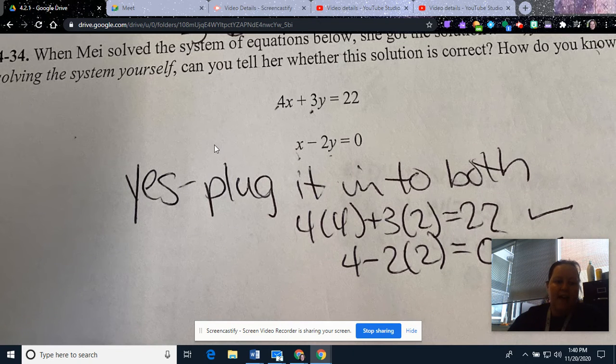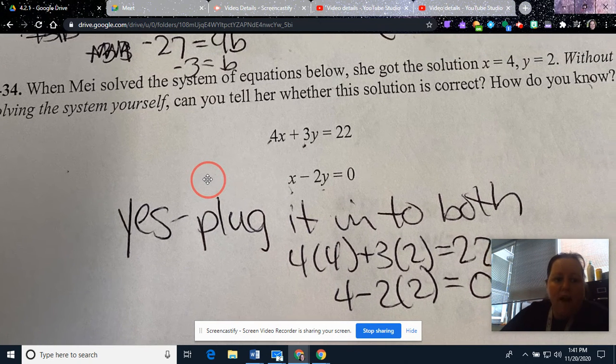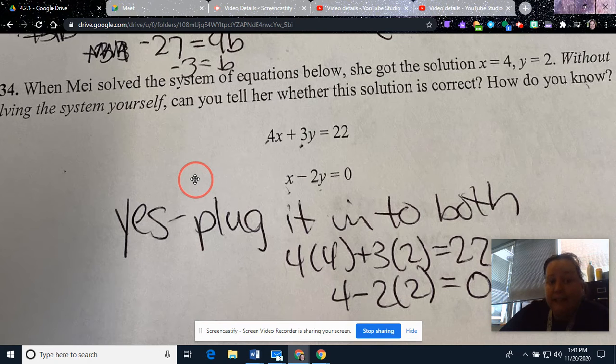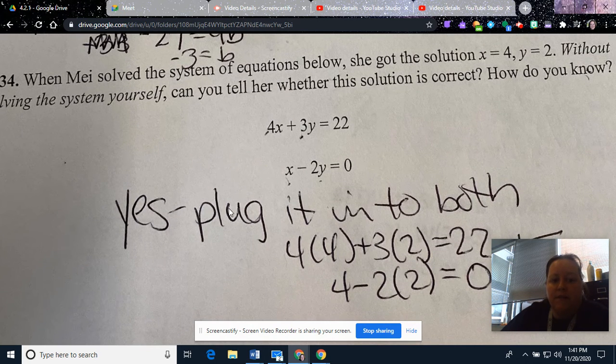Hi, now let's look at number 34. When Mai solved the system of equations below, she got x equals 4 and y equals 2. Without solving the system yourself, can you tell her whether her solution is correct, and how would you know?